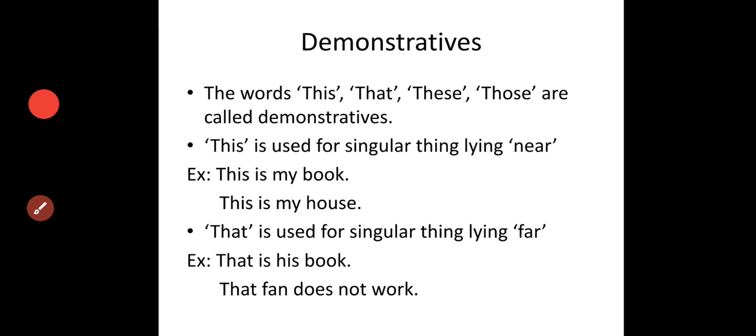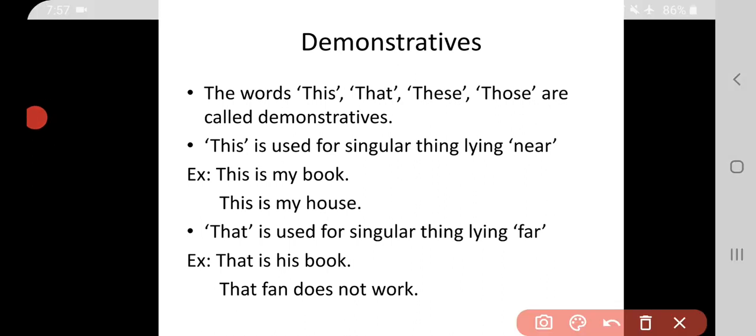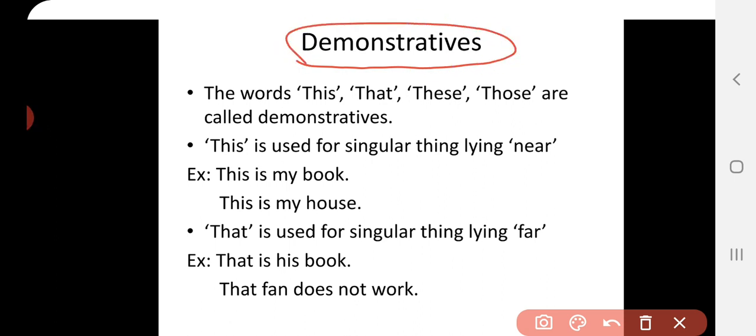Next kind of determiner is demonstratives. Demonstrative word is derived from the word demonstrate. Demonstrate means to show, to point out, to show something. Usually we use this word a lot in science practicals. Demonstrate means you have to show the relationship between things. In such science practicals the word demonstrate is used a lot. That means you have to show.